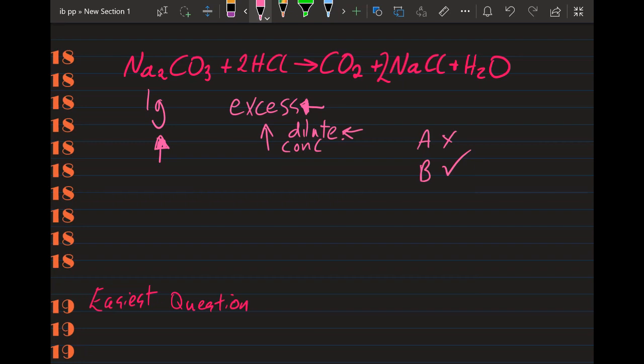C, the total reaction time. No, the dilute one's going to take longer. And D, the average rate of production. No, the dilute one's going to have a lower average rate. So that's going to be 18B. 19 was the easiest question. It was 92%, I think, of people got this right.